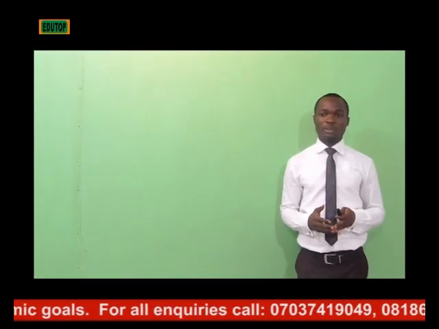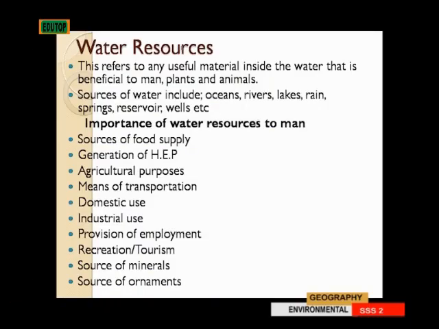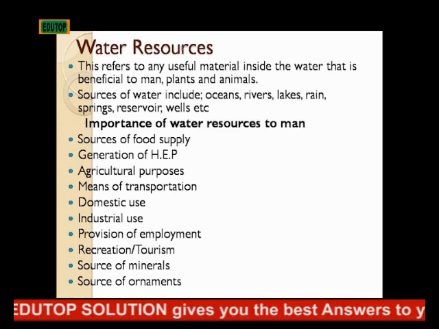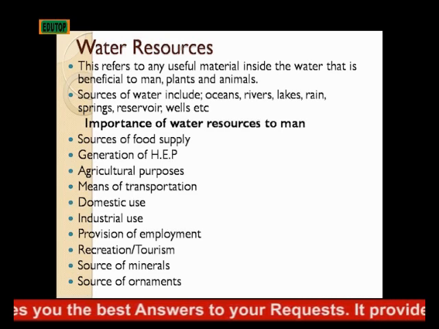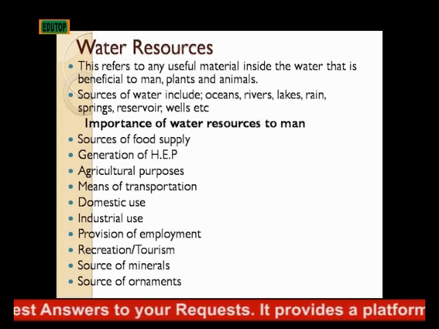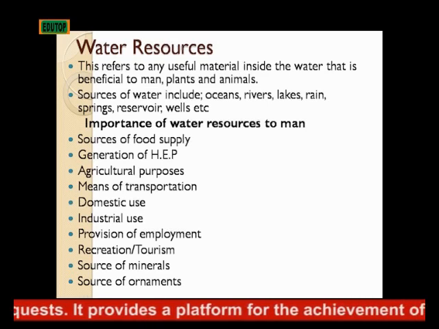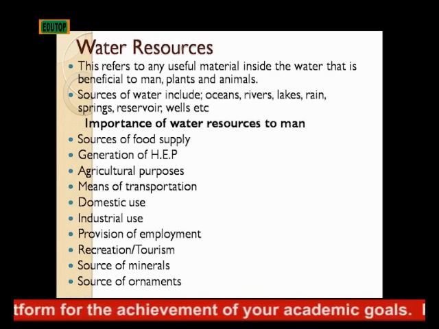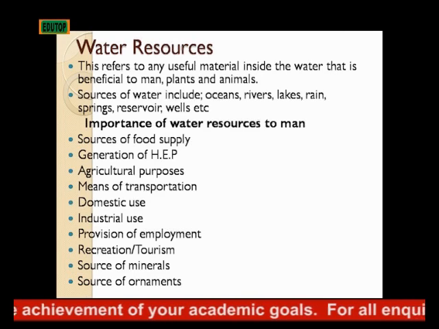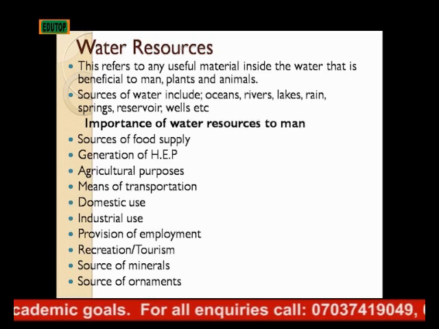And there are so many importance of water resources to man. One of such importance includes the source of food supply. Water resources, like we said, has to do with any material inside the water that is beneficial to man. Water resource as a source of food supply here refers to items like fishes, crabs, crayfish in the water, even the periwinkles also in the water, which serve as food for man. It also generates hydroelectric power.